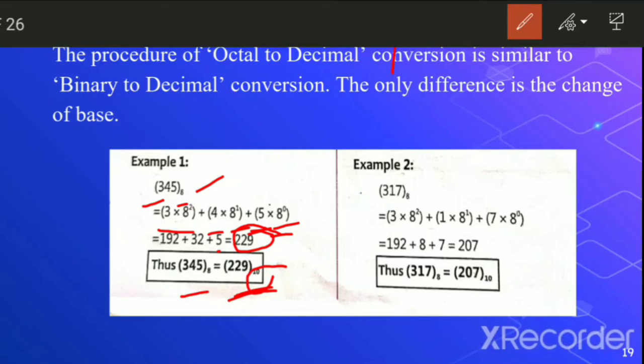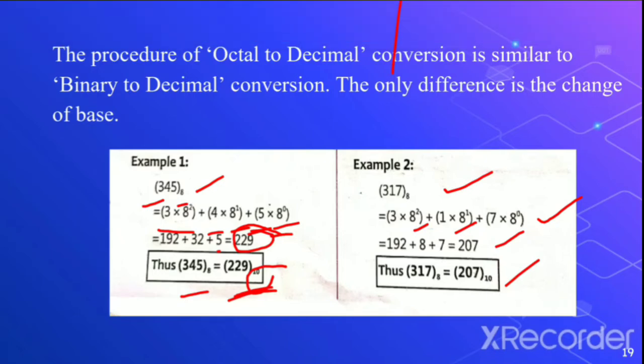Now let's look at the other example. It's a similar example where we have 317 and we have to convert it into decimal number system. So again we'll start from the right hand side digit and keep multiplying with the increasing power of 8. After that solve these and we'll get 192 plus 8 plus 7. The last step is that we add these values and we'll get 207. So this is how we convert octal number system into decimal number system.